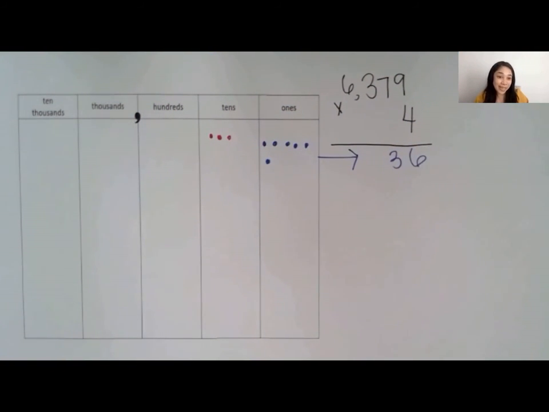Next, let's move to the tens. 4 times 7 tens equals 28 tens, or 2 hundreds, 8 tens. Let's record in our place value chart a little bit lower than the 3 tens, 6 ones so we can see the separate partial products.